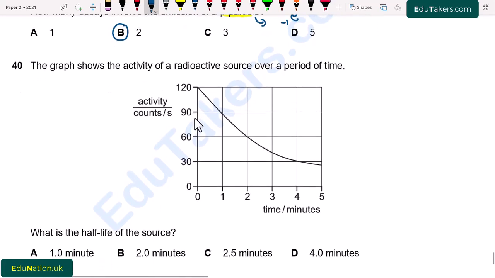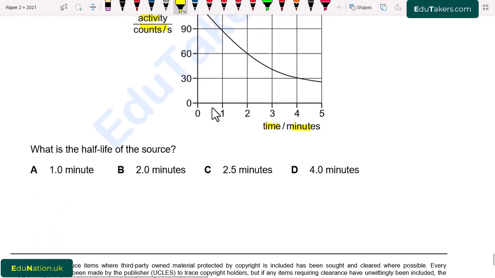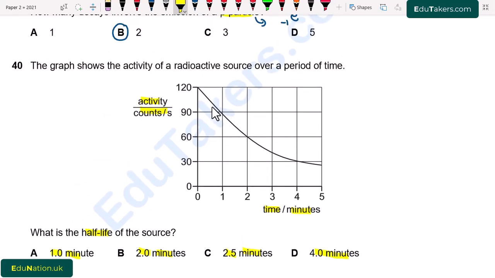Question number 40. The graph shows the activity of the radioactive source over a period of time. Here is activity, which is count per second, and time, which is measured in minutes. What is the half-life of the source? Here we have to find out the half-life. A, 1.0 minute, B, 2.0 minutes, C, 2.5 minutes, and D, 4.0 minutes.